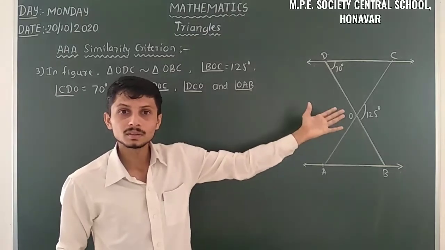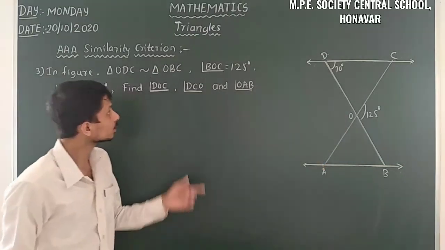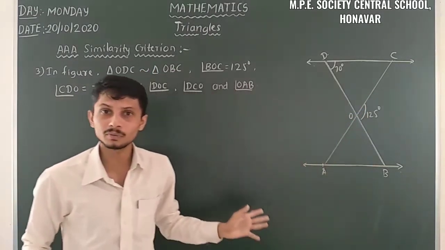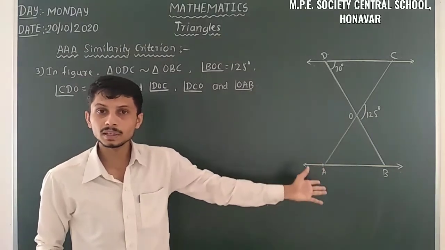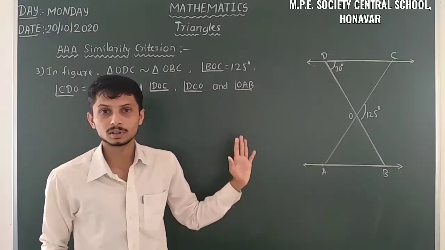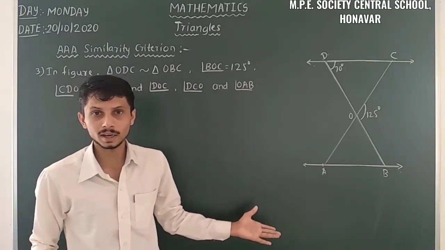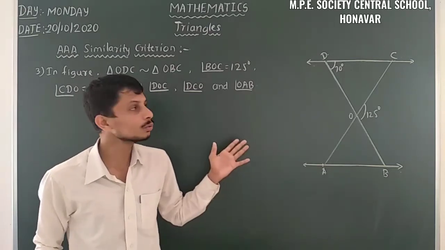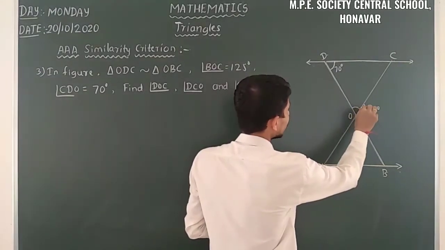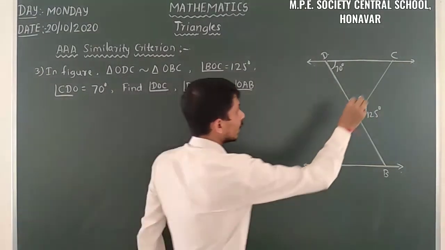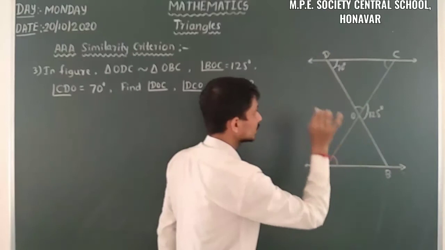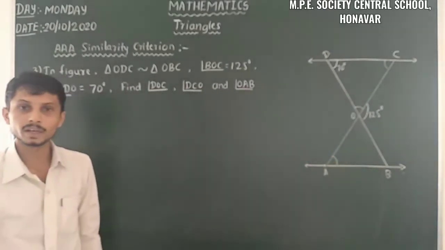So from the given quantities, we also have those two triangles, this triangle and this triangle, and those two are similar. That means the corresponding angles are the same and the corresponding sides are proportional, or in the same ratio. What we have to do is find some of the angles: angle DOC, here we have to find this angle, and angle DCO, and angle OAB. So we have to find this angle also.